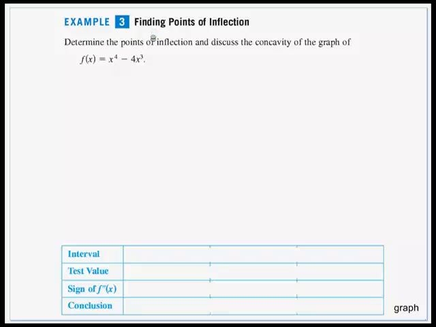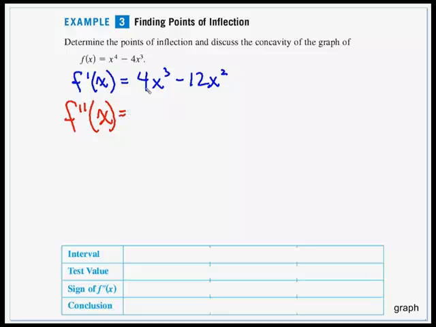So here let's do an example to find some points of inflection. It says determine the points of inflection and discuss the concavity of the graph of this function, x to the 4th minus 4x to the 3rd. So when we were finding relative extrema, we set the first derivative equal to 0. Let's find the first derivative, 4x to the 3rd minus 12x squared. But we're not looking for the relative extrema. We want the points of inflection. And to find that, we're going to take the second derivative. So f double prime of x.